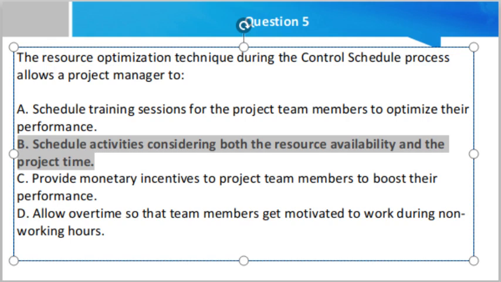Now why is it the right answer? Basically friend, a resource optimization technique during the control schedule process allows a project manager to schedule activities considering both the resource availability and the project time. Other choices are invalid as well.